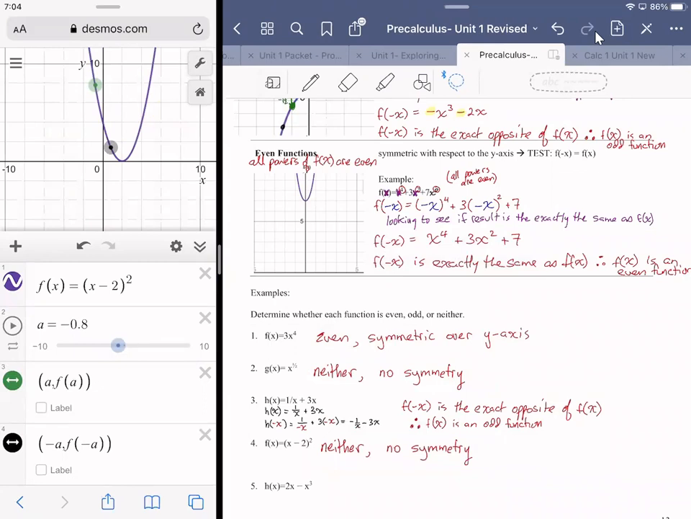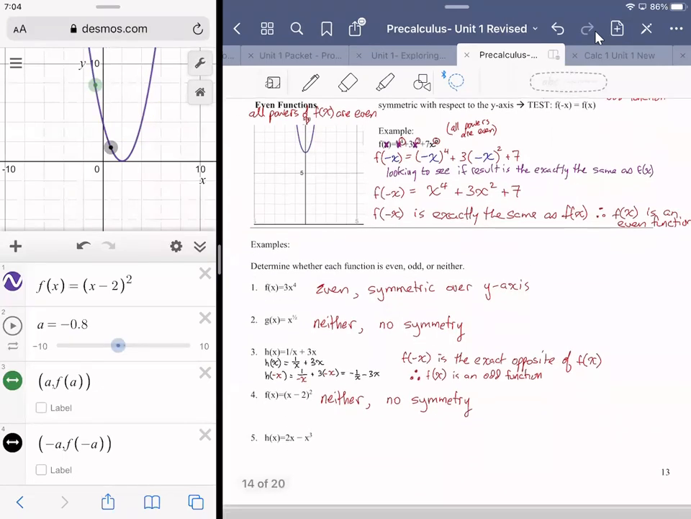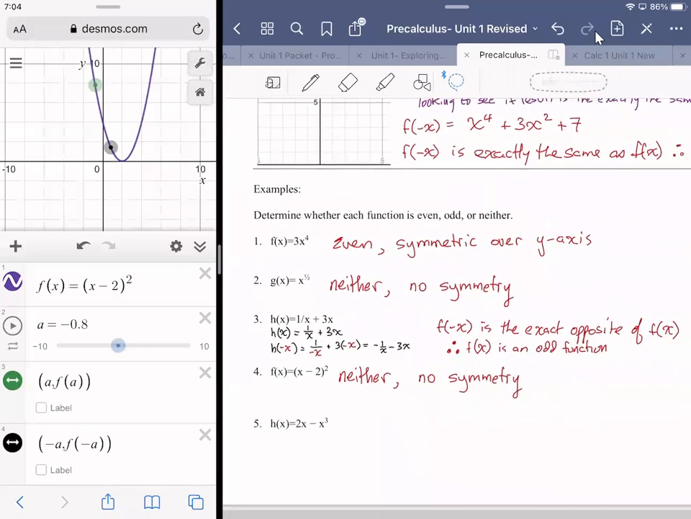The last one, I'm just looking at the powers here, a little analysis of the powers. We have an assumed power of 1. Both of those powers are odd. So this is an odd function. Powers are all odd.